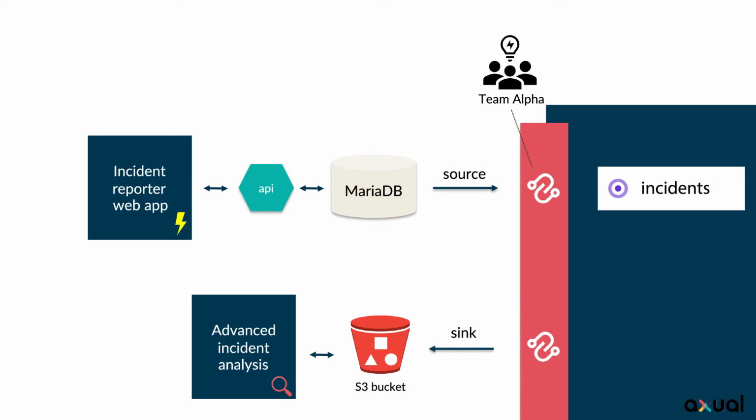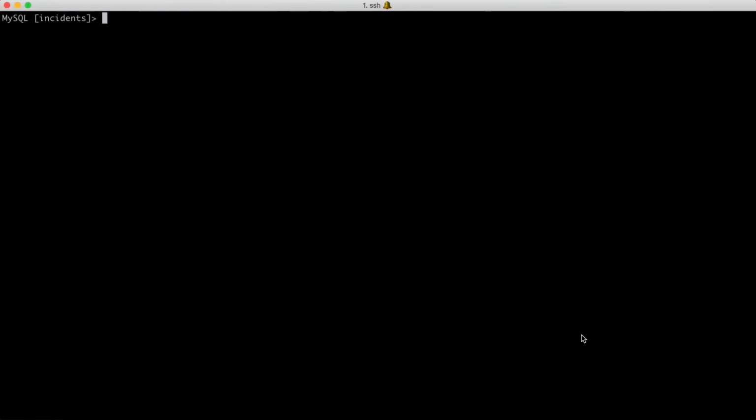The Advanced Incident Analysis app that needs the data uses S3 as a primary data source. I'm now part of the integrations team with Acme Corp to make this integration work. In essence, I have two tasks. First of all, set up a source connector from the MariaDB database to the incident stream. Secondly, set up a sink connector to load the data from the incident stream into the S3 bucket. I will now demonstrate how you can do this easily with Axual.